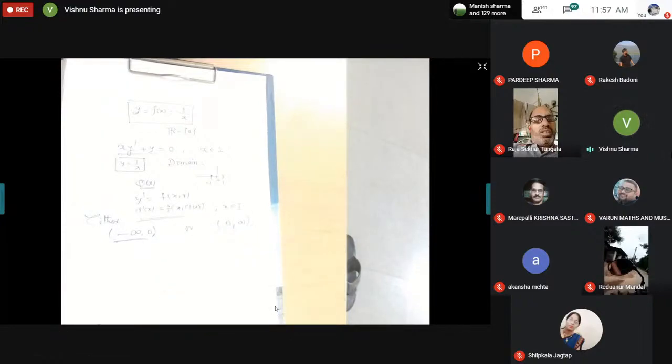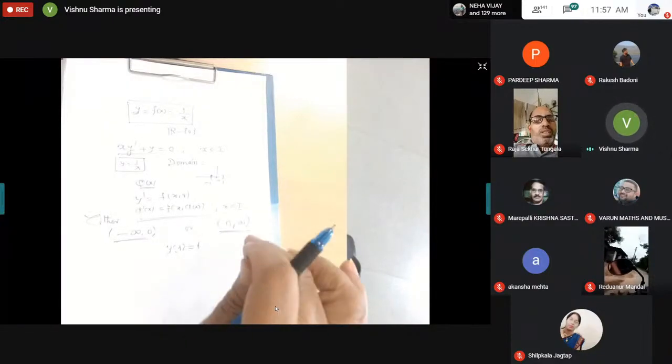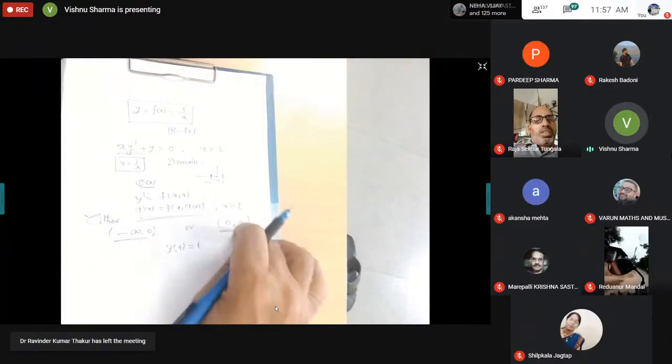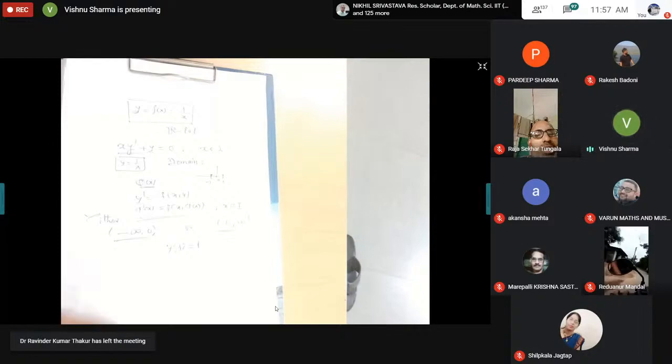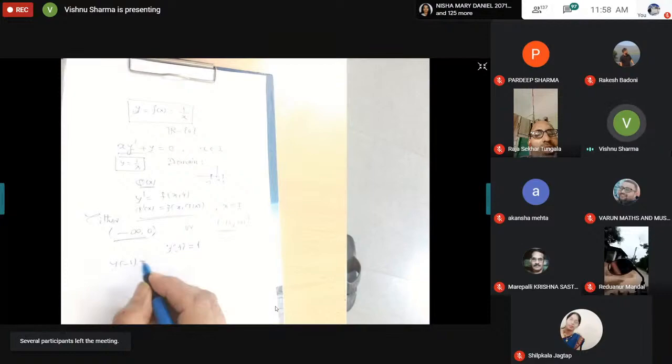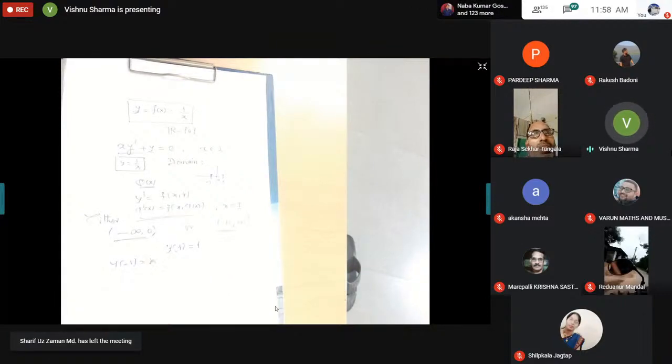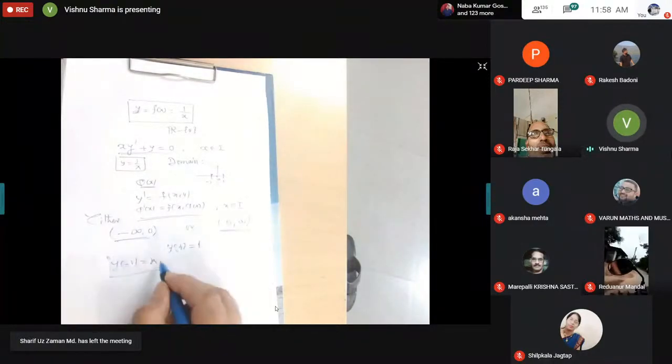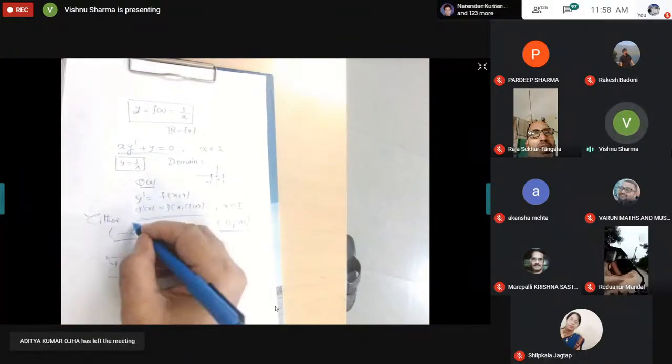Once you are given an initial condition, that initial condition fixes the interval. For example, if the condition is specified, say y at 1 is equal to 1, then the interval is different. It forces the interval to be this, not this. If the initial condition is y at minus 1 is equal to, let's say, some number k, then it means it is defined on the negative x-axis, therefore this has to be the interval.